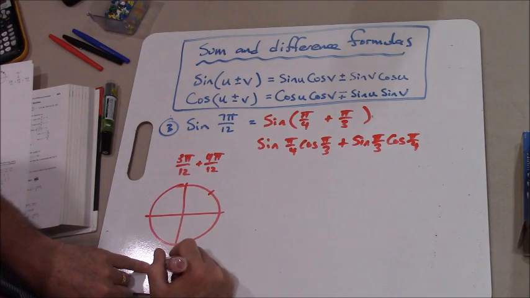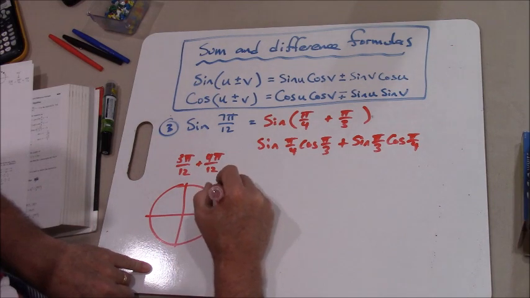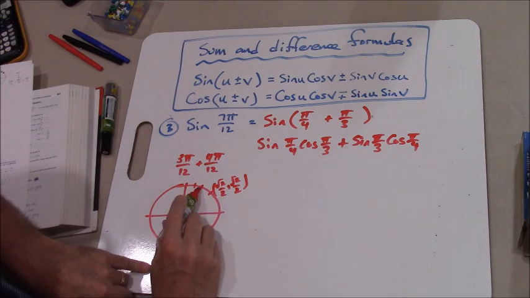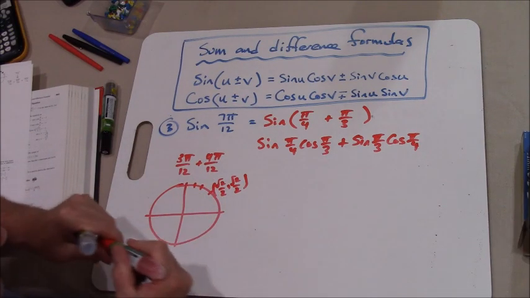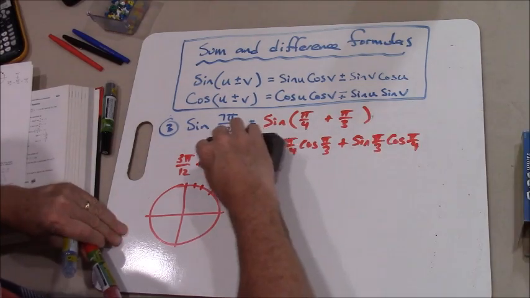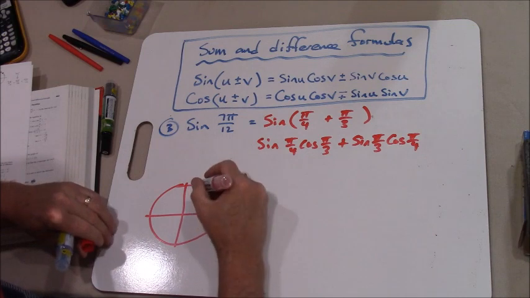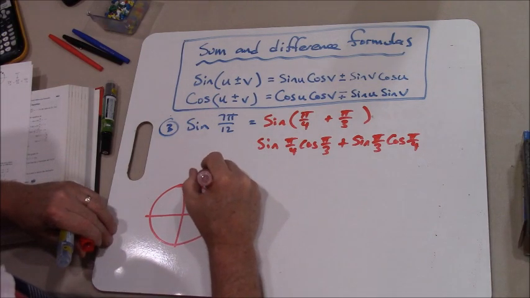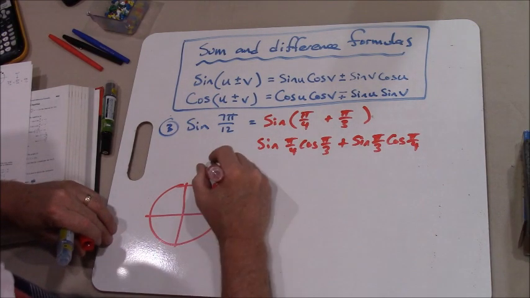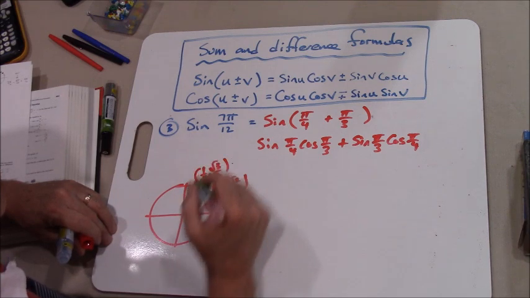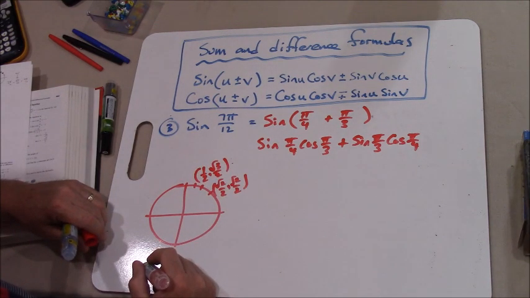Here's pi over 4, middle tick mark. Root 2 over 2, comma, root 2 over 2. Pi over 3 is the one right next to it. So the coordinates for that point, this looks like the halfway mark. This does not. So root 3 over 2. Now we just got to plug it in.